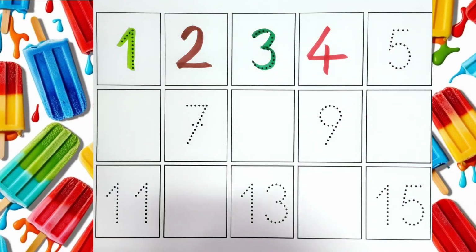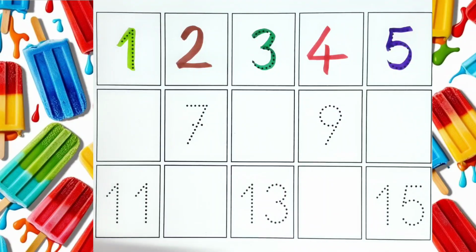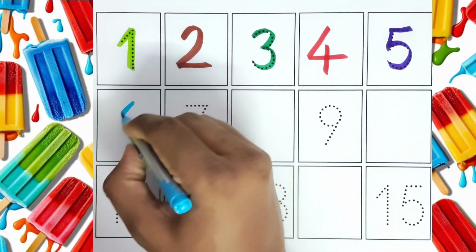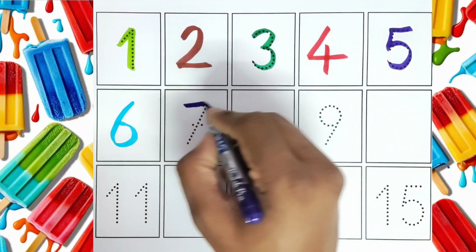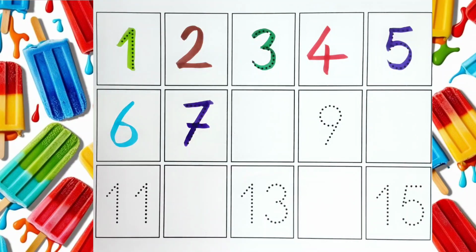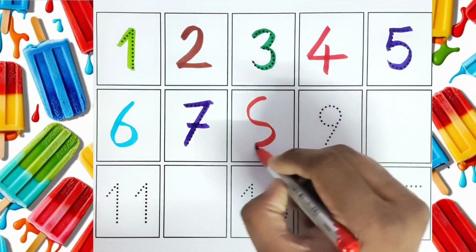This is 5. Number 5. What comes after number 5? 6. Number 6. This is 7. Number 7. What comes after number 7? 8. Number 8.